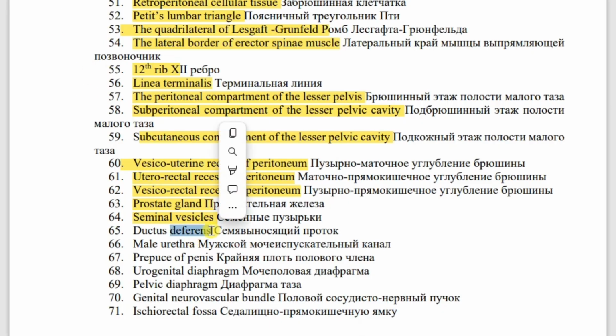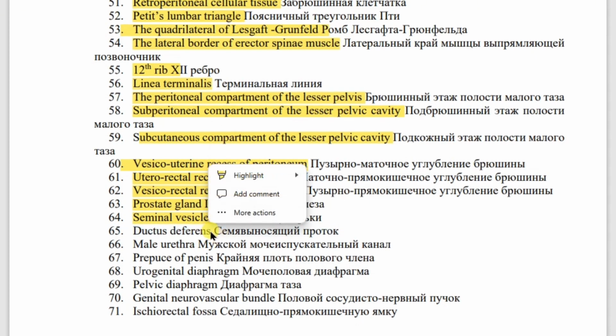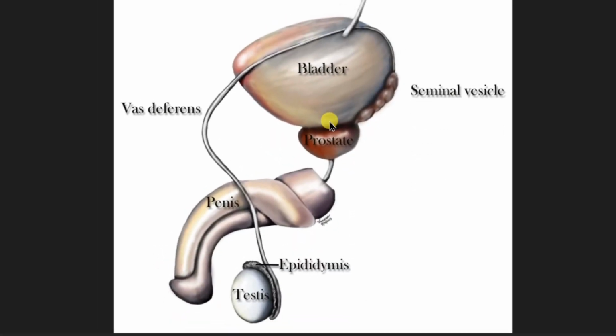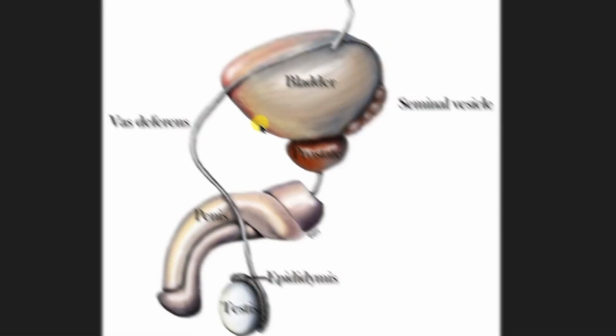We have the ductus deferens. This structure includes the bladder, prostate gland, seminal vesicles, vas deferens, and epididymis near the testes. So the vas deferens is a tube which conveys the fluid from the seminal vesicle to the epididymis. That is the main function of this tube.